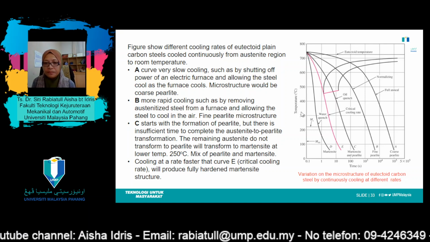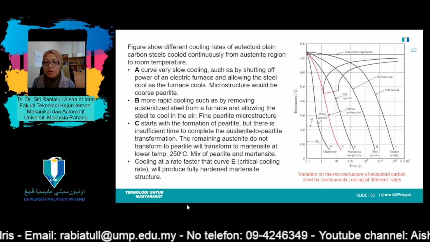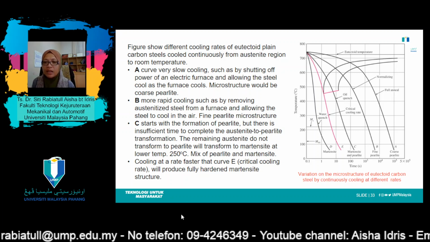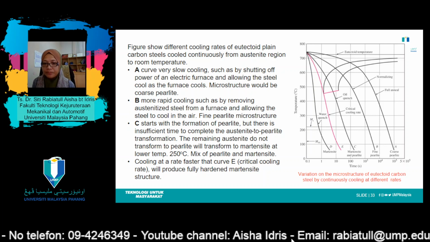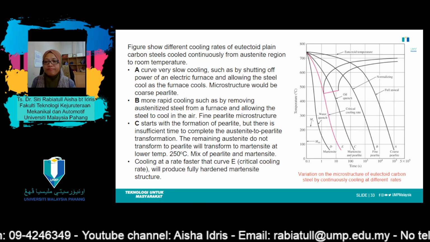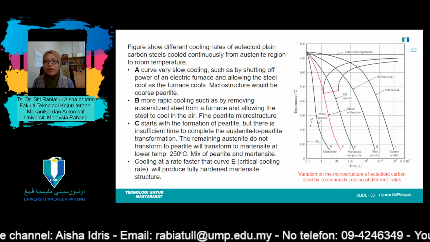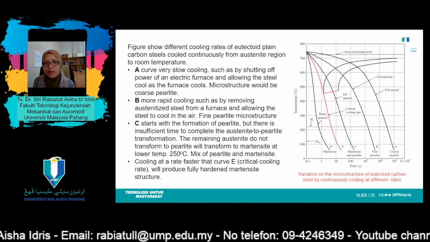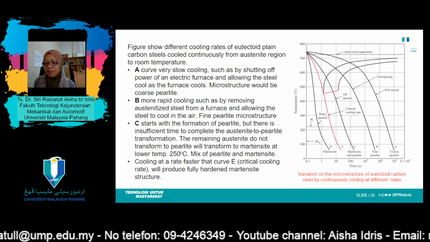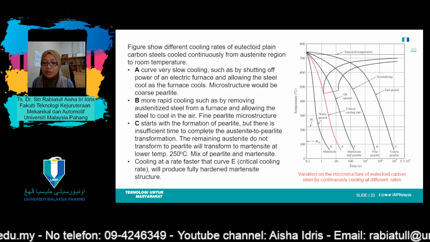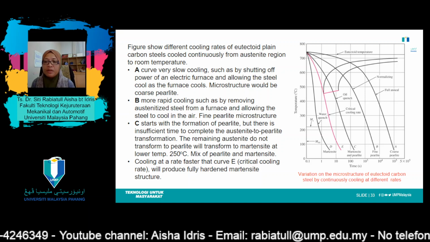Profile B here represents a more rapid cooling. For example, removing the austenite steel from the furnace and allowing the steel to cool in air. In this case, fine pearlite will be produced. Okay, I hope you can imagine how the process is conducted. Imagine you have a furnace, then you place a steel sample in it. After it reaches a certain temperature, you open up the furnace, take out the specimen and put it somewhere to cool on its own, in normal air at normal temperature. From there, fine pearlite will be produced.